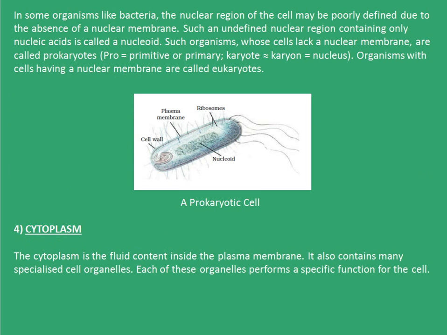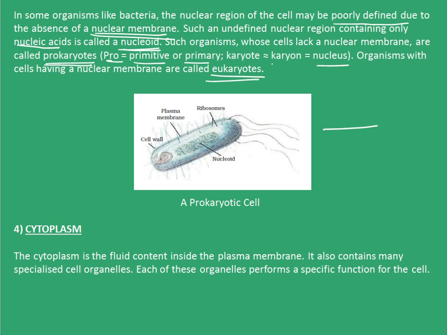In some organisms, like bacteria, the nuclear region of the cell may be poorly defined due to the absence of nuclear membrane. Such an undefined nuclear region containing only nucleic acids is called the nucleoid. Such organisms whose cells lack a nuclear membrane are called the prokaryotes. The pro means primitive or primary and karyot means nucleus. Organisms with cells having a nuclear membrane are called eukaryotes.